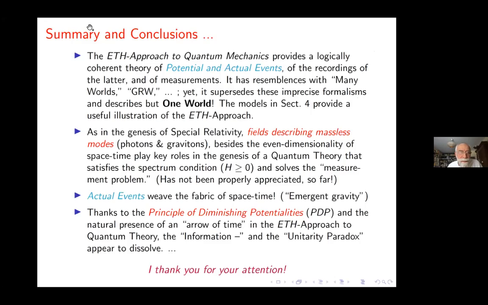Well, is it correct to say that in this ETH approach, the collapse, which means that actual events happen, is a spontaneous process? It does not depend on an observer. And performing a measurement, what we usually say we perform a measurement in a lab, means that we are in a situation where this spontaneous actual event happens quite surely with a high probability. Is that correct? Yes.